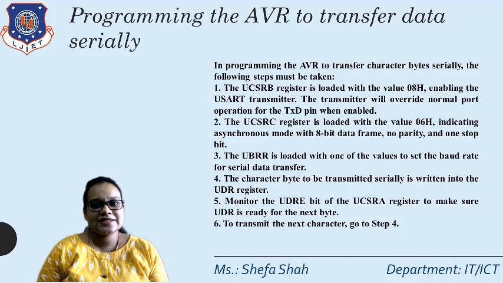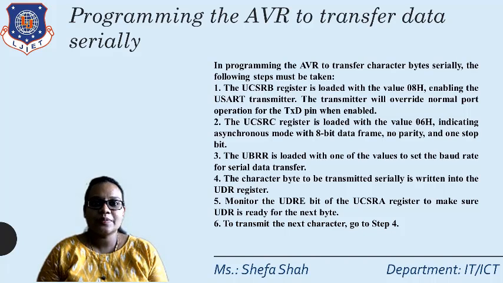Then the third step: the UBRR is loaded with one of the values to set the baud rate for the serial data transfer. As per the equation given in the last session, we will find the UBRR value in hexadecimal. With the given crystal frequency, we get the UBRR value, and based on this UBRR value we store it in that register, so that for that particular baud rate the data can be transferred serially.